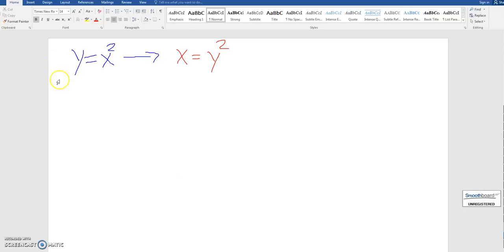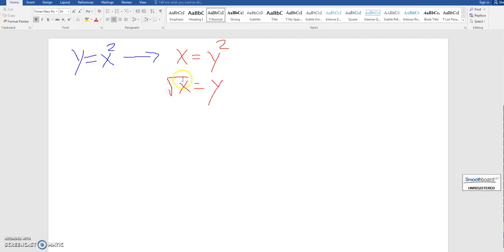So, after we switch the x's and y's around, how do I do that? If I want to solve for y, I need to get rid of the squared sign. So I'm going to take the square root of both sides. Okay, so I get the square root of x equals y.